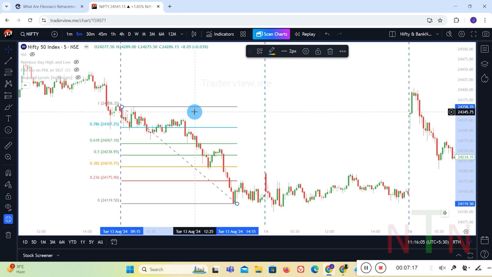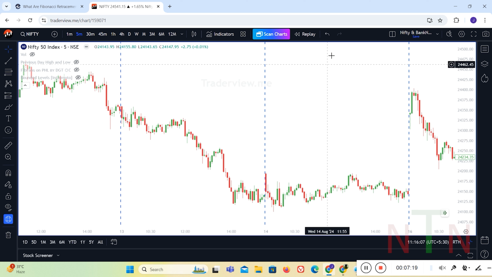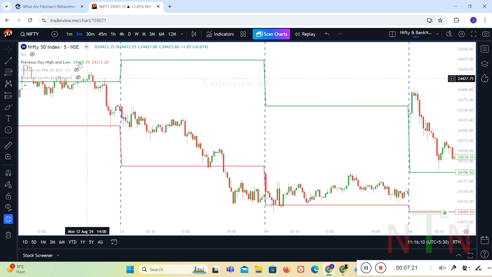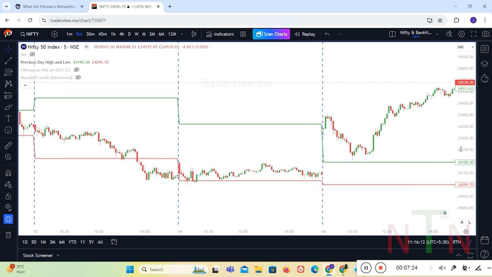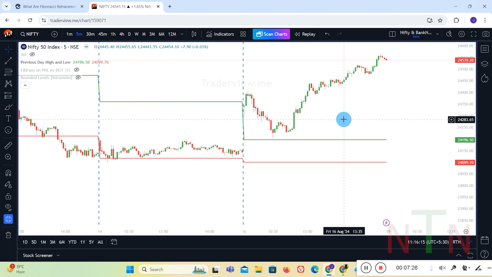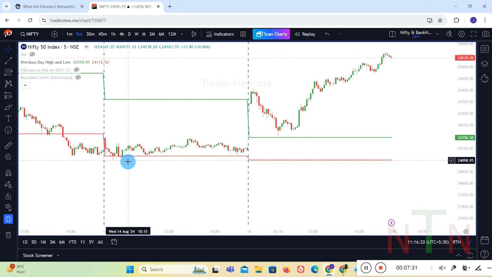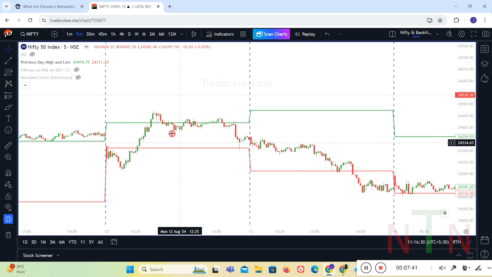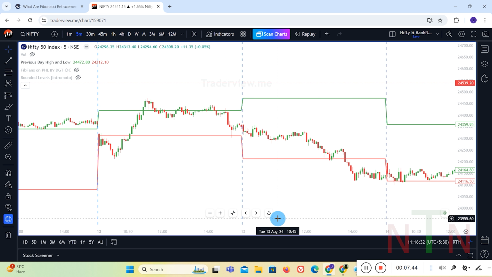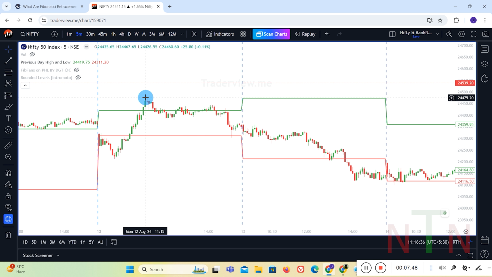So what is our constant level? Previous day high low. I'm just deleting this, and we just enable the previous day high low. Can you see this? So how can I draw the Fibonacci for the 16th? We are in the 14th, which is completed. For the 13th, the high is this and the low is this. These are the previous day high and low.